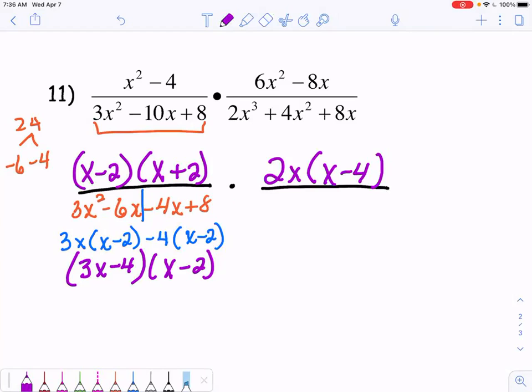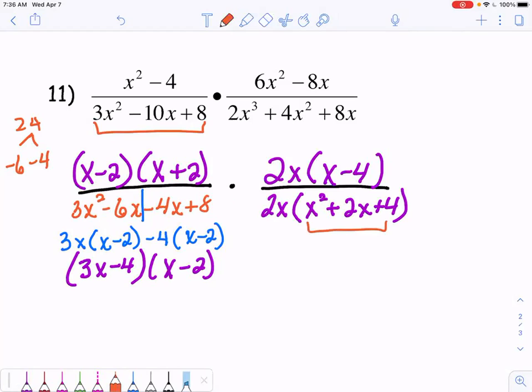Let's look at that last denominator. Julia, 2x cubed plus 4x squared plus 8x. Is there a greatest common factor? Yeah, let's pull out a 2x. And then Julia, what do you have when you pull out that 2x? Check to see if you can factor that. So I need to check factoring.